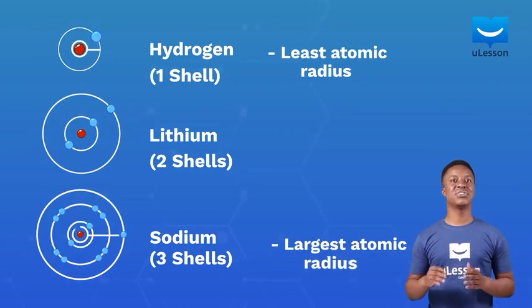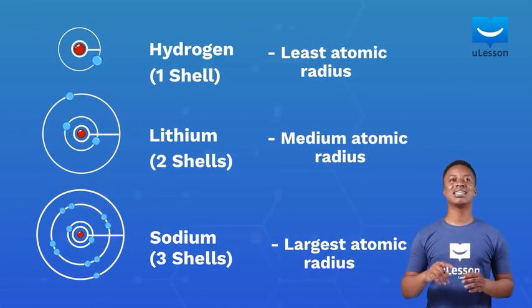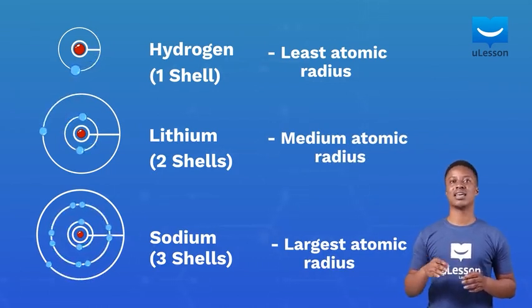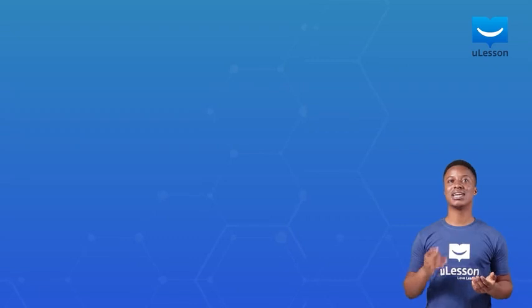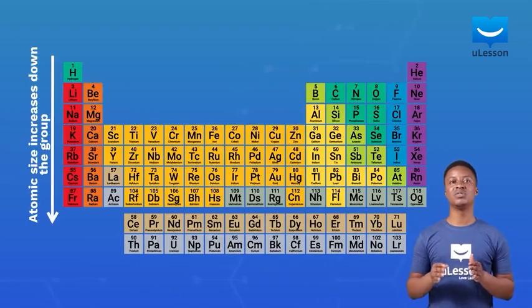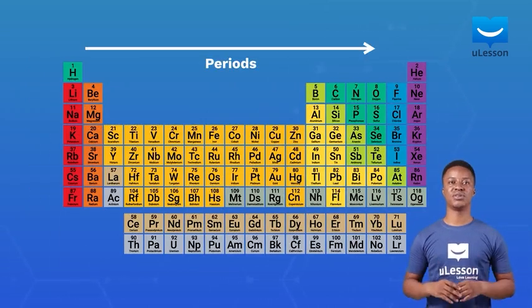The sodium atom having 3 shells has the largest size, while the lithium atom has a size that is larger than that of hydrogen but smaller than that of sodium. This means that we can say for a fact that atomic size increases as we move down the group on the periodic table. Let's now see the trend of atomic size across the period.